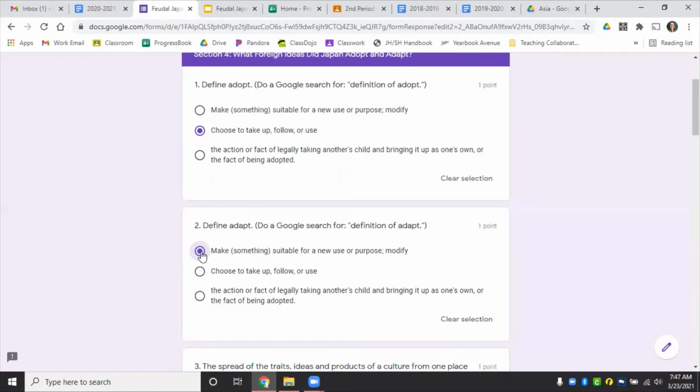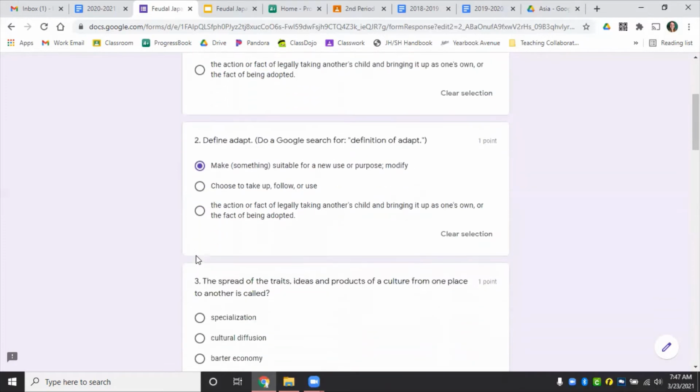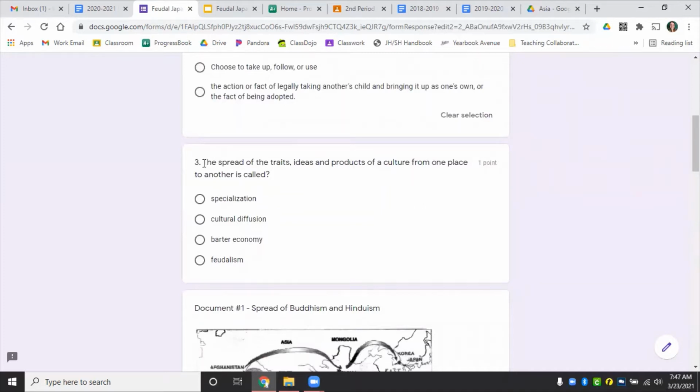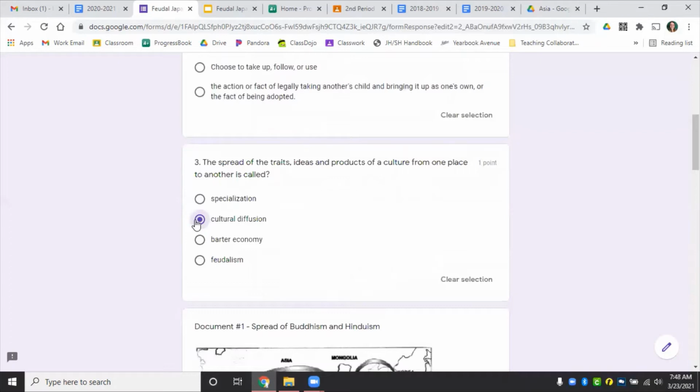So Japan both adopted and adapted ideas from foreign countries, so other places outside of Japan, to use within their own civilization. Okay, so the spread of traits, ideas, and products of a culture from one place to another is called what? This has been a vocab word we've been talking about this entire unit. Okay, so Japan did this. There were traits that were spread, ideas and products that were spread from one culture to another. Okay, and Japan adopted those ideas and adapted those ideas, and we call that cultural diffusion. Okay, using things from one place in another.